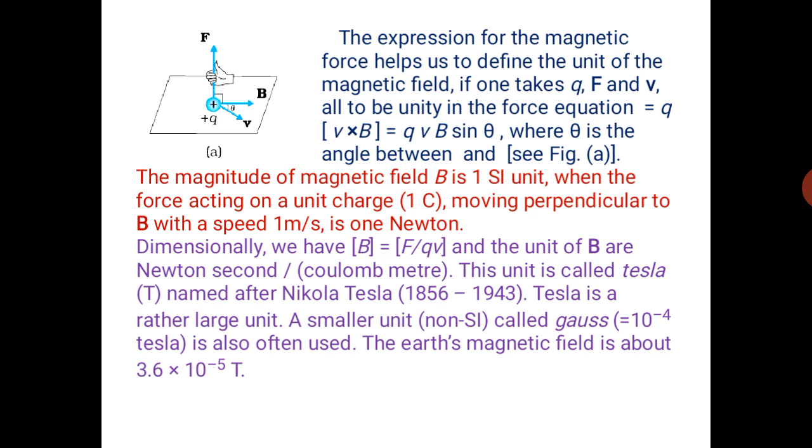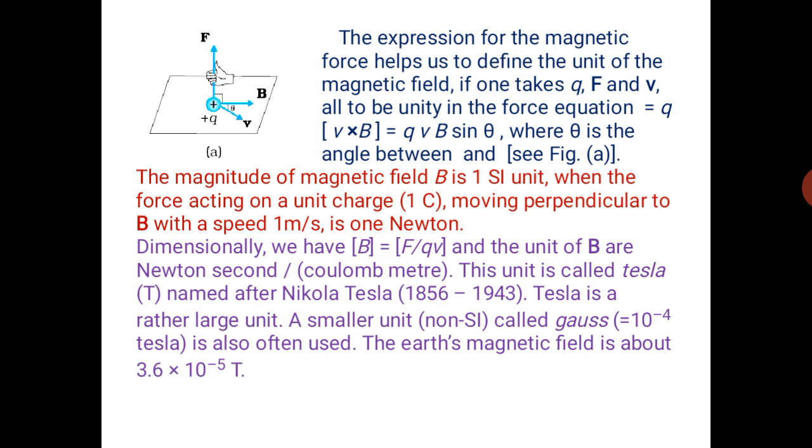1 Tesla. Okay. And some other units are non-SI units, smaller units. Gauss means 10 raised to minus 4 Tesla.